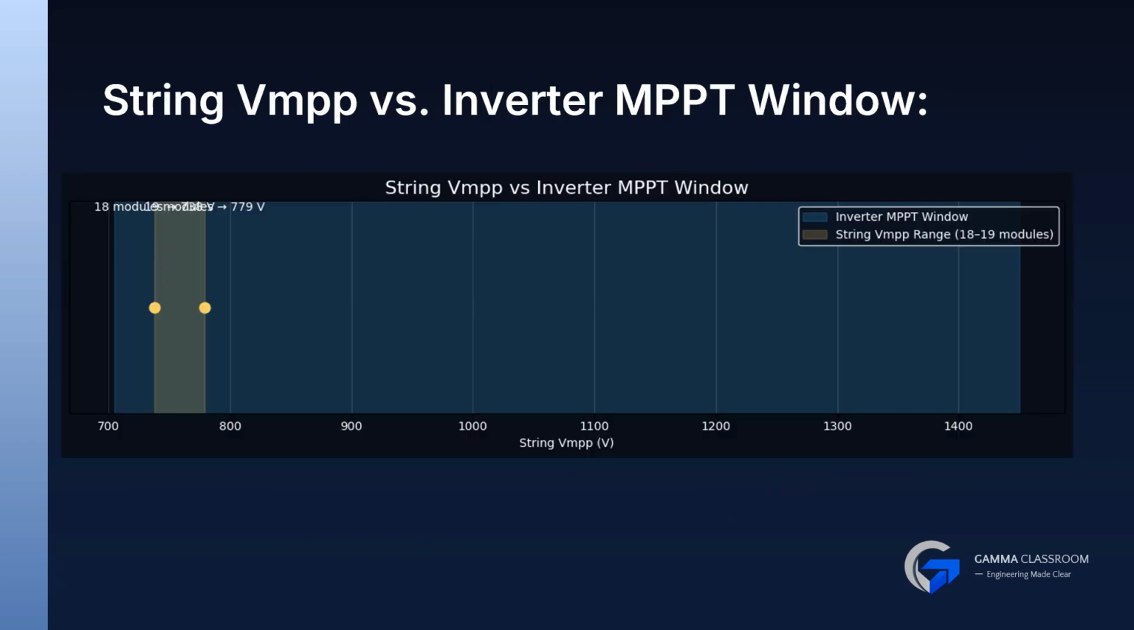These results assume an 18-module string with a voltage around 720 to 810 volts, a current of 13 amperes, and a 40-meter round-trip cable length. Our target is to stay below 3% voltage drop.